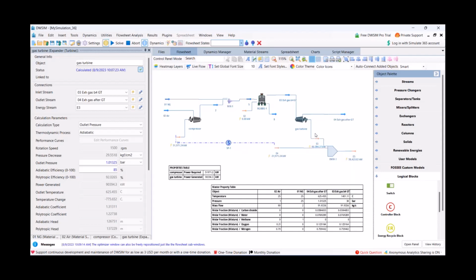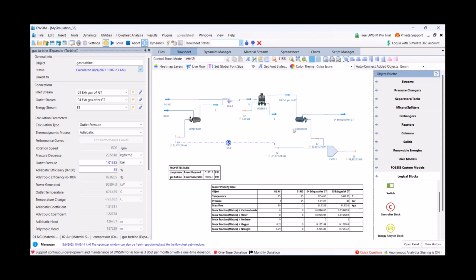Most of the work produced in the gas turbine, for example here 90 megawatt, is used to run the compressor, which needs 52 megawatt of work. So the total work is the work produced in the gas turbine minus the work needed in the compressor, which is 38 megawatt in this case.